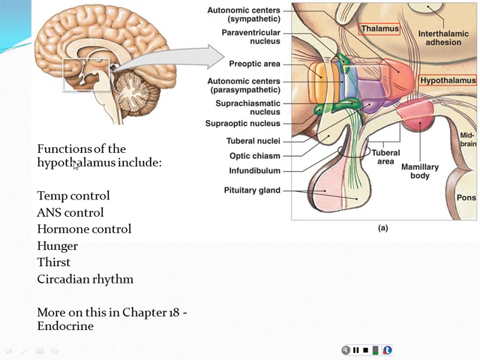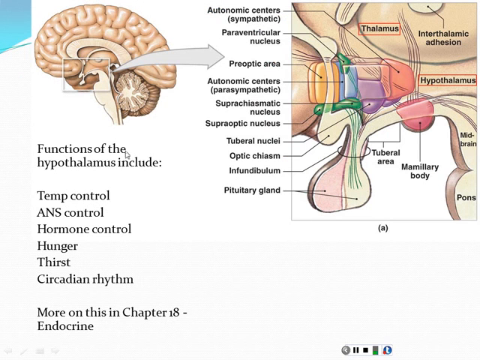All right. So then the other part of the diencephalon is the hypothalamus. And it's in charge of a lot of really important stuff. Temperature control, the autonomic nervous system, in other words, blood pressure, heart rate. It shares this role with the medulla oblongata. The best way to think about it is the medulla keeps you alive. The hypothalamus keeps you appropriate. In other words, is your blood pressure where it needs to be to fight or flee?